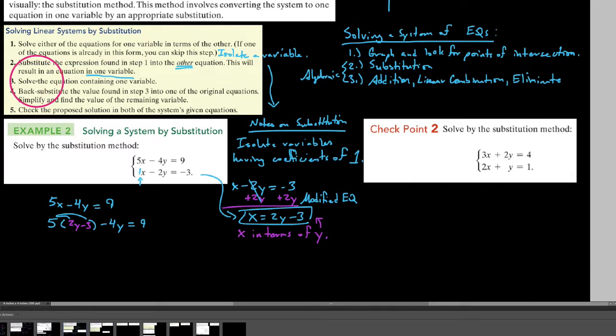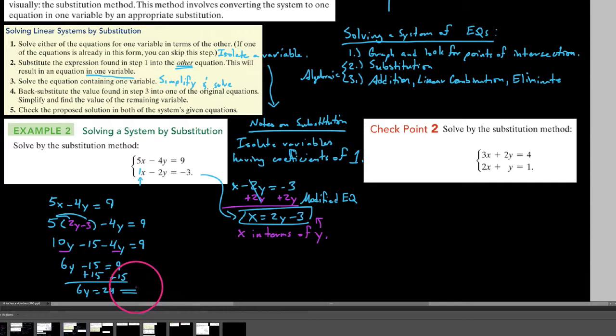So here's what we're going to do next. Step 3 says solve the equation containing one variable. We need to simplify first, so simplify and solve. When we simplify this, essentially distribution here, we get 10y minus 15 minus 4y is 9. Now combining our 10y's and our negative 4y's, we get 6y minus 15 is equal to 9. If we add 15 to both sides of this equation, that would give us a 24 on the right, which would be pretty cool, because then dividing by 6, we get that y is equal to 4.